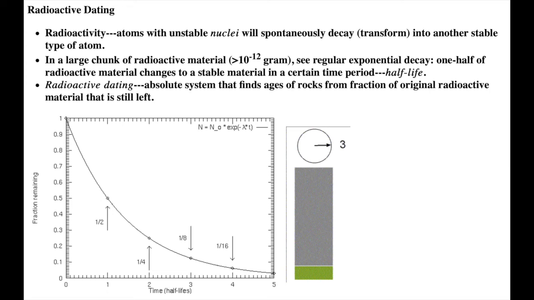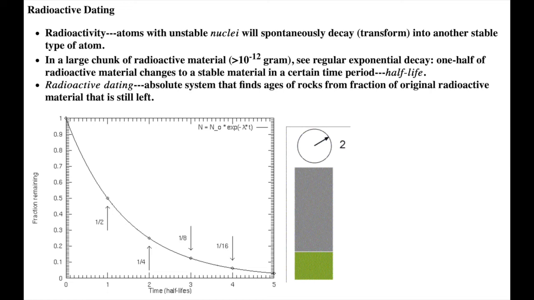Radioactive dating uses this exponential decay feature to measure the age of the rock. It is an absolute system in that it tells us the actual ages of the rocks in so many years. This is in contrast to what a relative age dating system would say. Well, this thing is older than this other thing, but we wouldn't be able to know how much older. With radioactive dating, we get an absolute one, so we actually know the number of years. This absolute system finds the ages of rocks from the fraction of the original radioactive material that is still left.